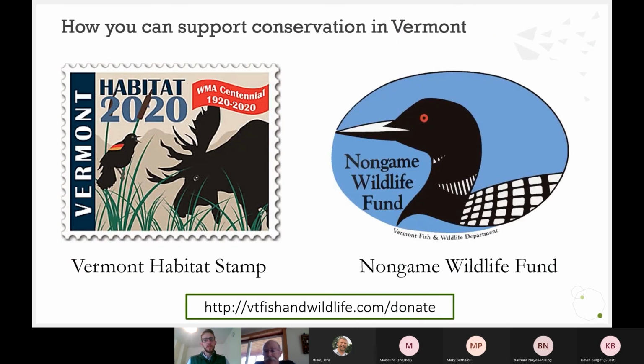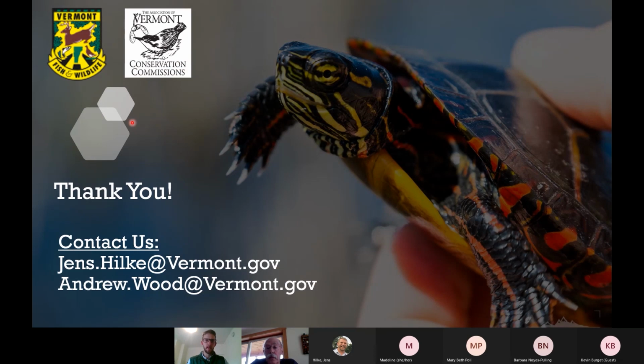A parting note here, we just want to make folks aware that the majority of conservation is paid for by hunters and anglers. So if you're interested in supporting the conservation work that we do and others do here in Vermont, two useful ways to do that are to purchase a habitat stamp, which is like a sticker you can put on your car, but that goes towards funding habitat enhancement projects across the state. And the non-game wildlife fund is another opportunity. It's still tax season, so there's a box you can check to channel a portion of your refund to help non-game species.